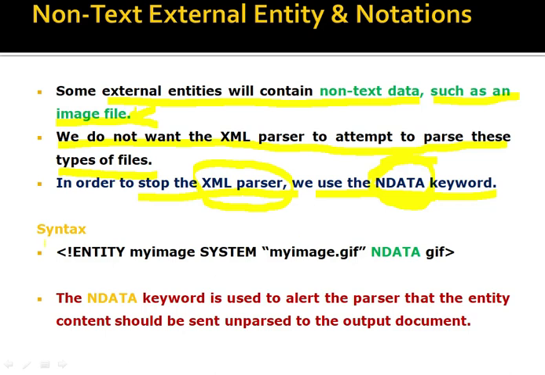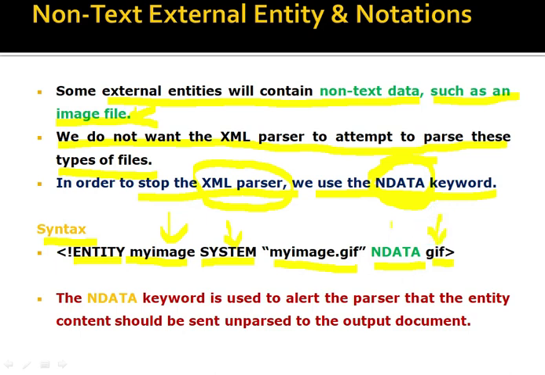If you look at the syntax, it is similar syntax, but there is a difference. It starts with the tag ENTITY, then my image, the entity name, then SYSTEM. You know the purpose: it is from another resource, an external resource. So what is the name of the file? The name of the file is the my image file, an image file, and this is non-text data. We need to specify the file format, which is a GIF format.